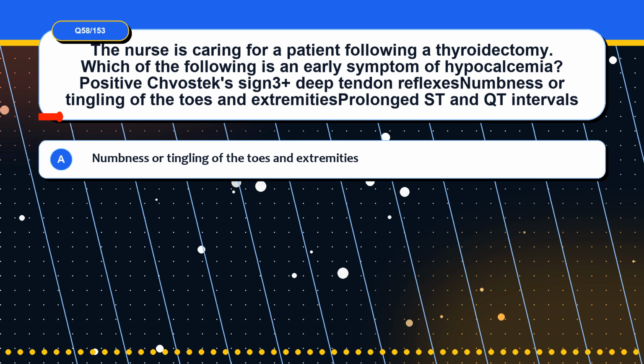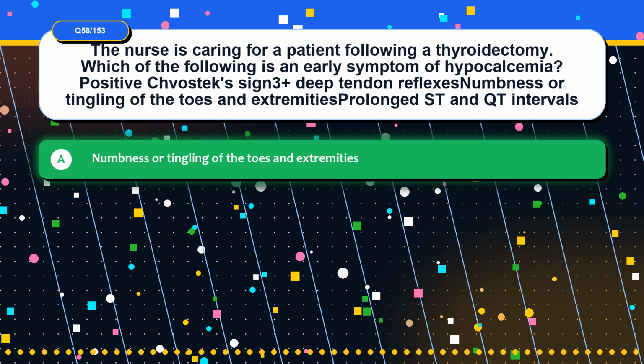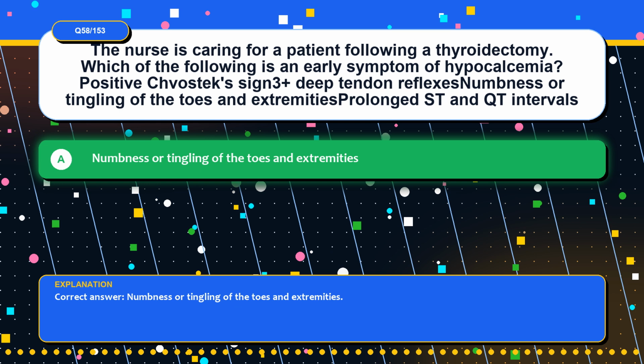Question 58. The nurse is caring for a patient following a thyroidectomy. Which of the following is an early symptom of hypocalcemia? Positive Chvostek's sign, 3+ deep tendon reflexes, numbness or tingling of the toes and extremities, prolonged ST and QT intervals. Here are the options. Option A, numbness or tingling of the toes and extremities. The correct answer is option A.